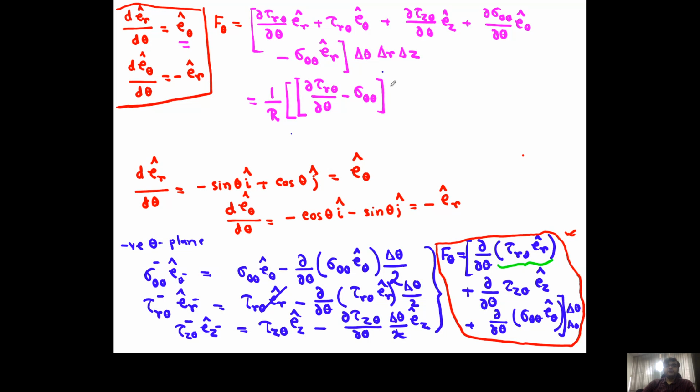And then you multiply it with er hat. Right? Then there is e theta. There are again two terms. So that is tau r theta plus del sigma theta theta del theta, and you write e theta hat.